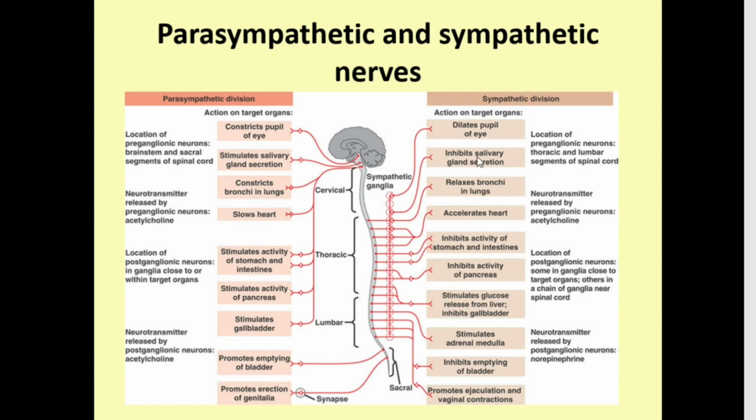We stop producing saliva. I'll come back to some of these in a minute. The bronchi in the lungs will relax so we can get more air in and out more quickly. Our heart rate accelerates. The activity of the digestive system is inhibited, which I mentioned just now. So that includes the intestines and the stomach and the pancreas. What we get, though, is the stimulated glucose release from the liver.